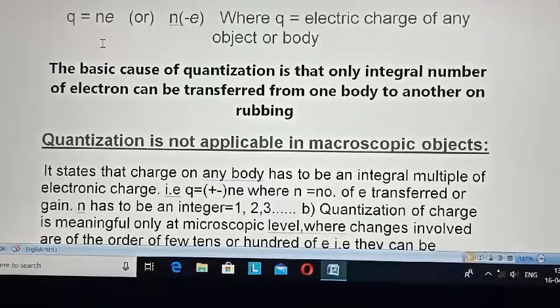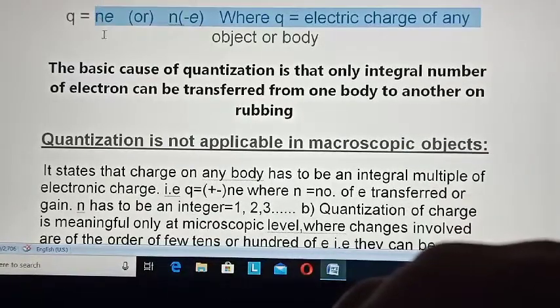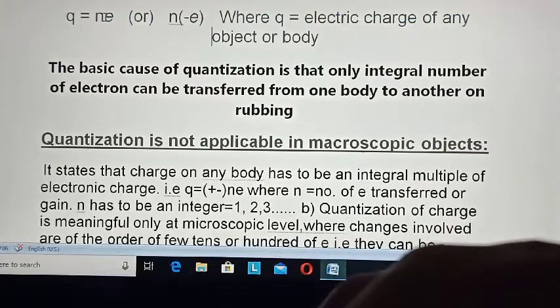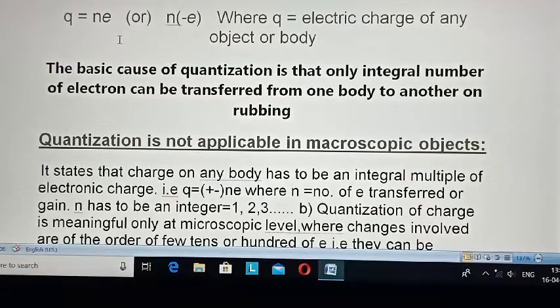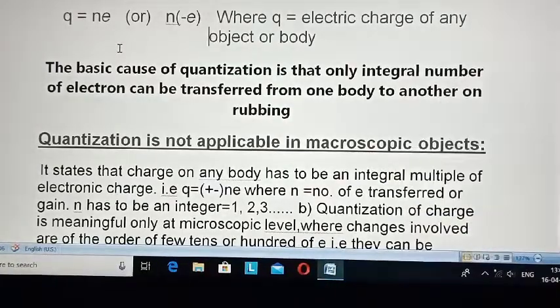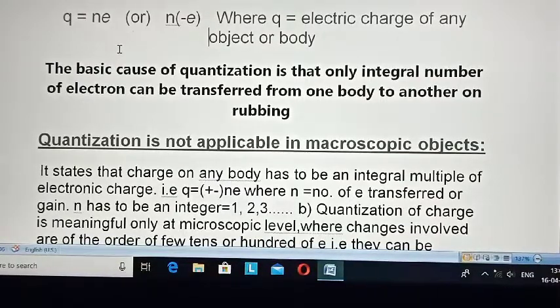That means you cannot take fraction values. It cannot be half e, it cannot be 1.5e, it cannot be 2.1e. This is not possible. So the meaning is that you can only transfer a whole number of electrons. You cannot transfer 1.5 electrons, you cannot transfer 2.1 electrons.